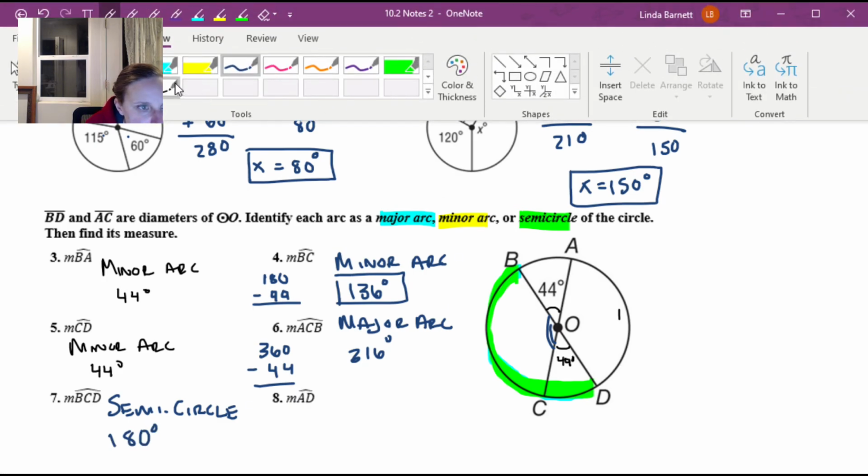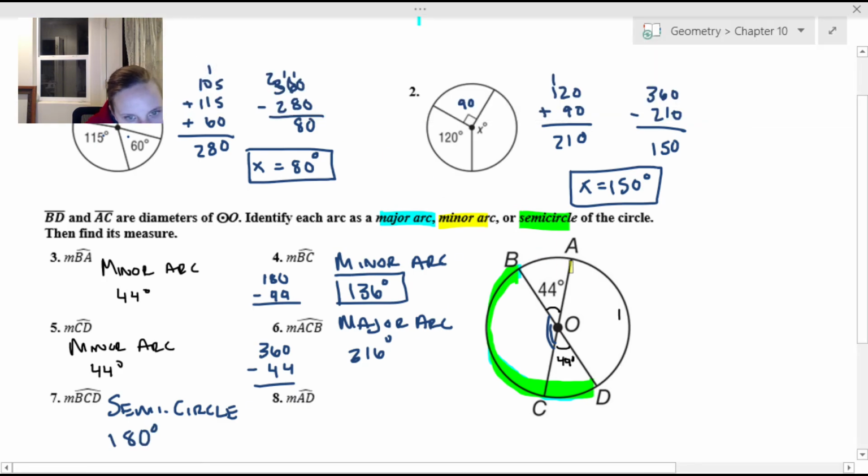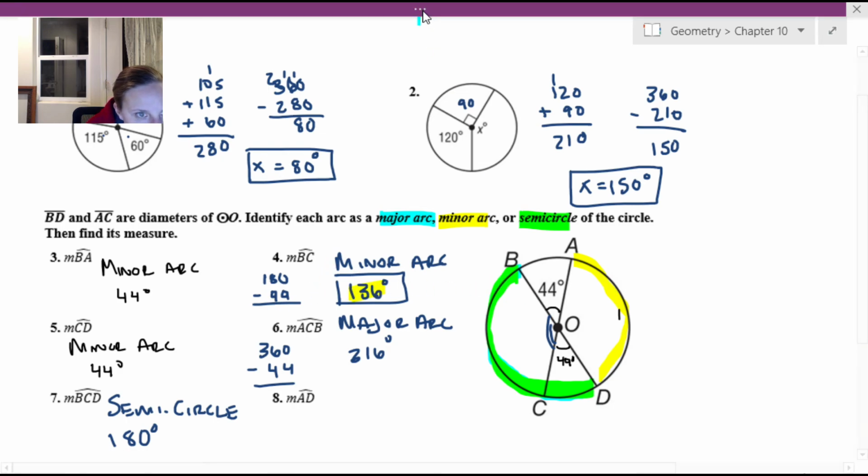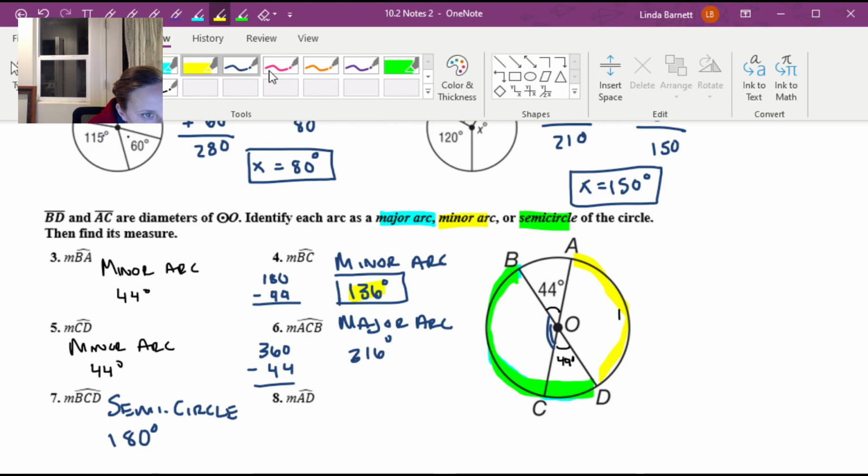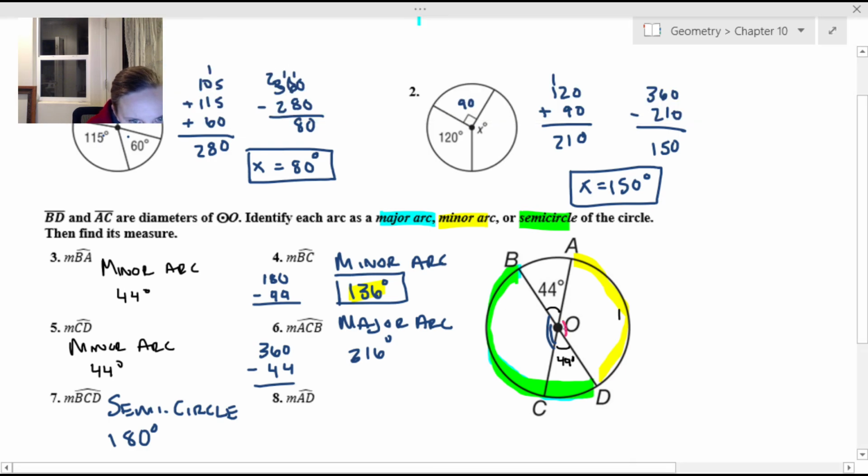And then last but not least, we've got arc AD. We already figured out arc CB right here. It was 136 degrees. So these two are vertical angles. So this is 136 degrees. This one is also 136 degrees. So this is going to be a minor arc, and it's going to be 136 degrees.